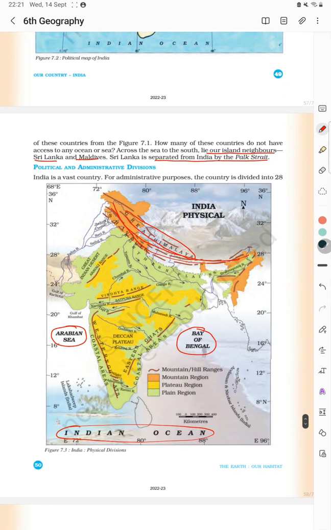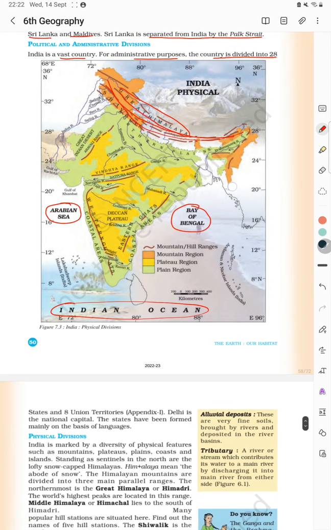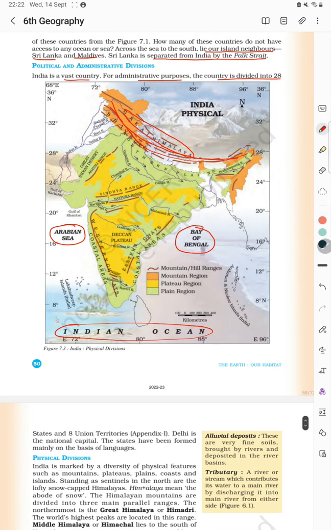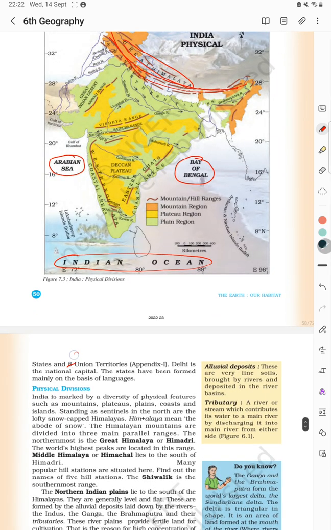Then we'll discuss political and administrative divisions. As we know, India is a vast country. For administrative purposes, the country is divided into 28 states and 9 union territories. Delhi is the national capital. The states have been formed mainly on the basis of language.